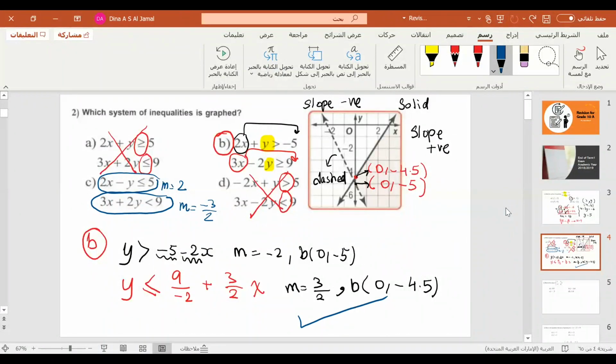So whenever you have such a question, check the type of the line, whether it is solid or dashed. Other than this, you have to check the slope and the y-intercept. If all of this is the same between B and C, then you have to check the shaded region. So just learn always to have criteria while you are checking this kind of question.